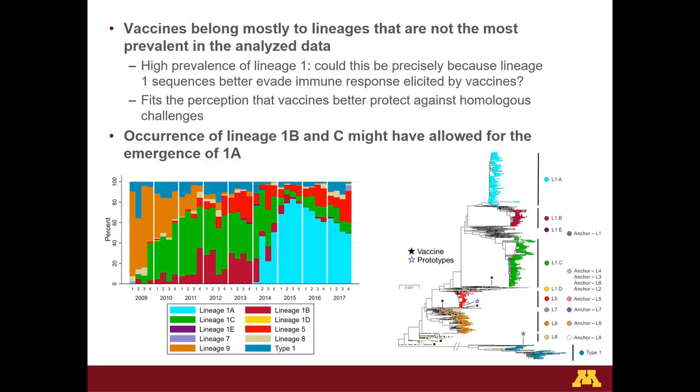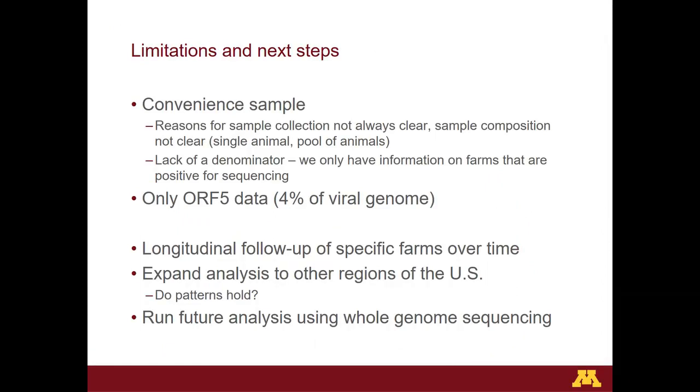I didn't show before, but this tree over here displays, it's kind of small, but as stars, vaccines. And well, when this data was collected, there were no lineage 1 vaccines. However, this is a little bit tricky because it's possible also that the sheer occurrence of lineage 1B and C, which is the green and the red one over here, might have allowed for the emergence of this teal lineage over here, this lineage 1A. So we believe that we are being able to detect this kind of effect of immunity shaping disease occurrence, specifically sublineages occurrence through time.